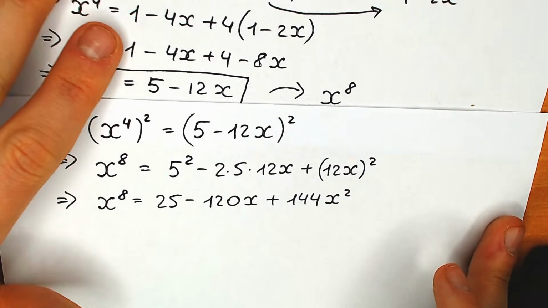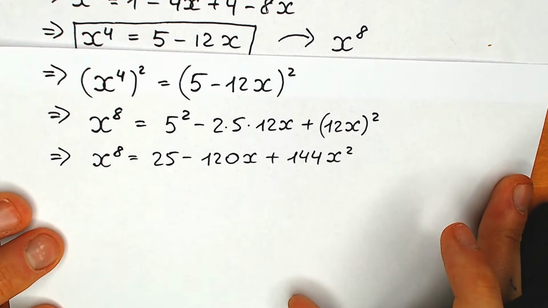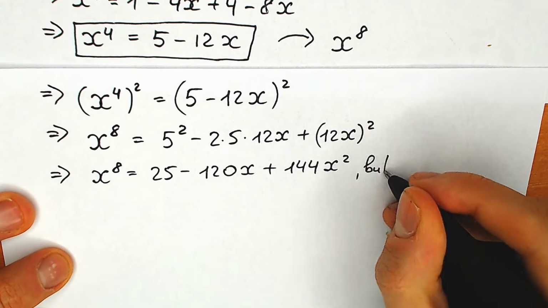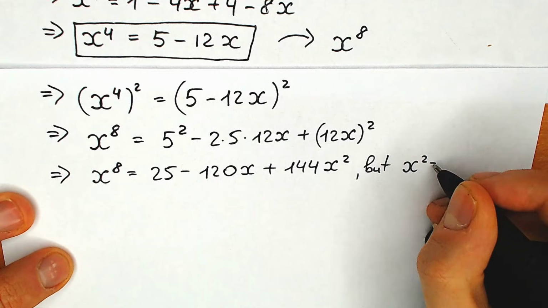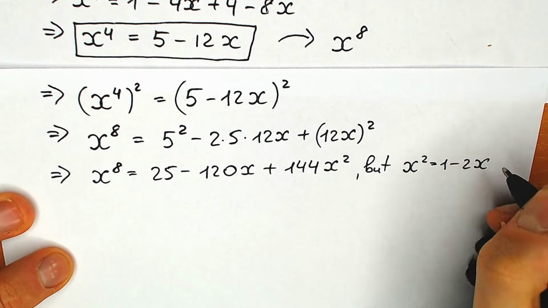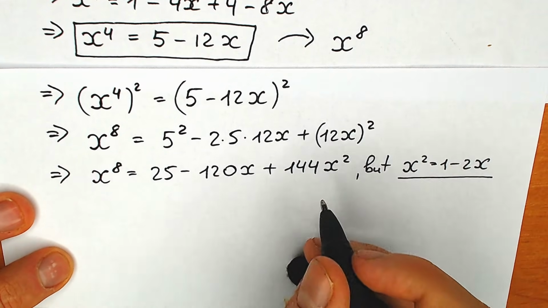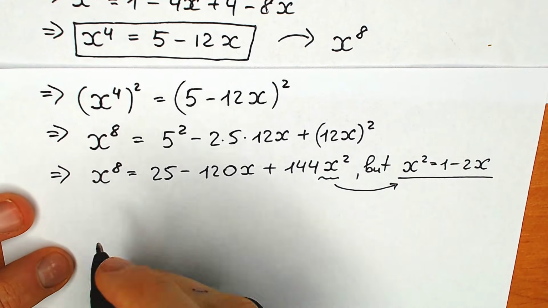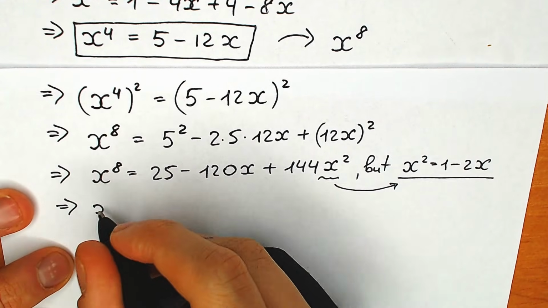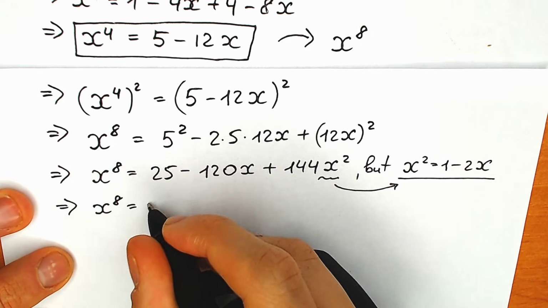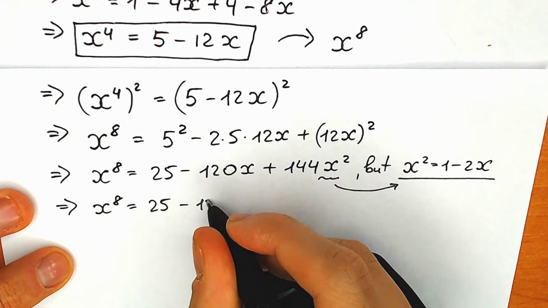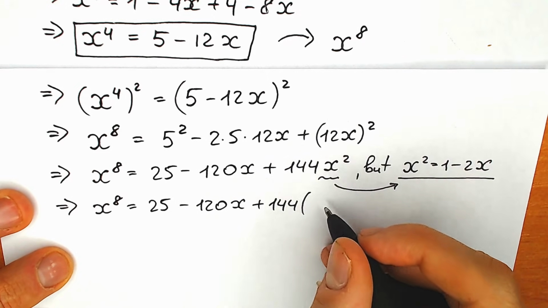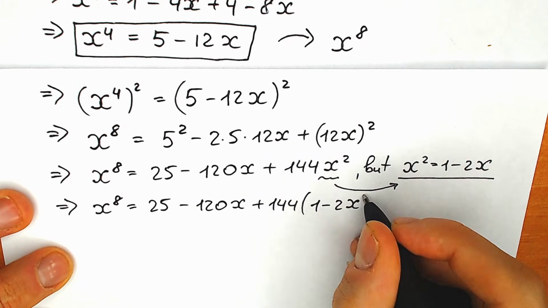So we have the expression from the beginning, which is extremely helpful for us. We know that x squared equals 1 minus 2x, and we're going to plug in 1 minus 2x instead of this x squared. So let's do it. We have x to the power 8 equal to 25 minus 120x plus 144 times (1 minus 2x).